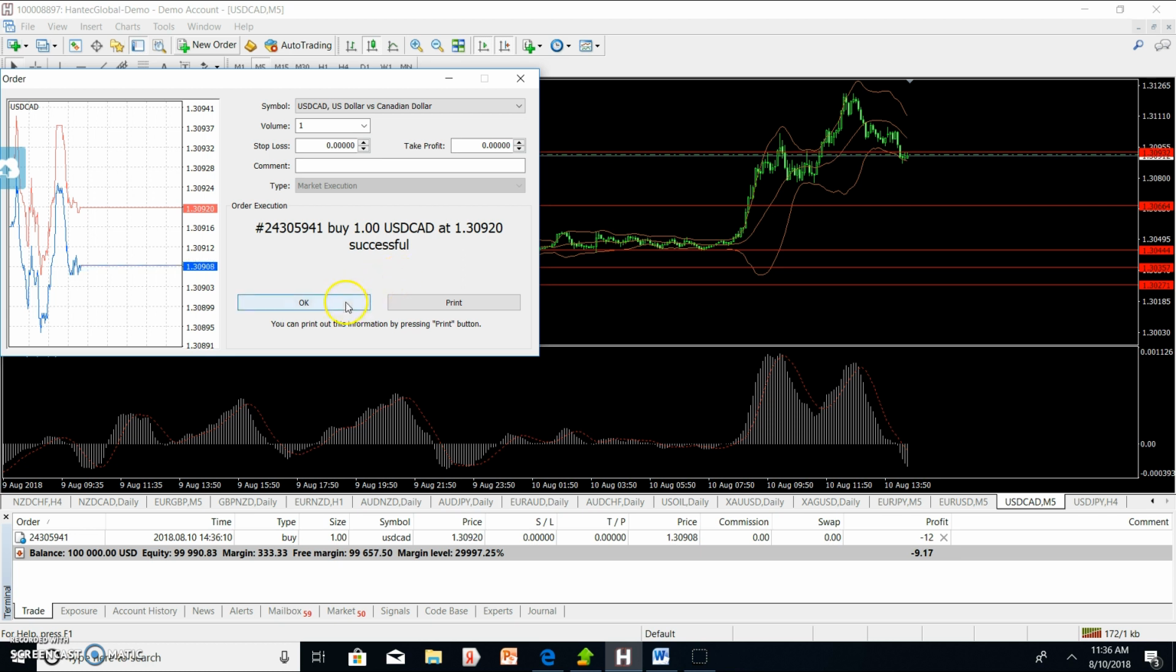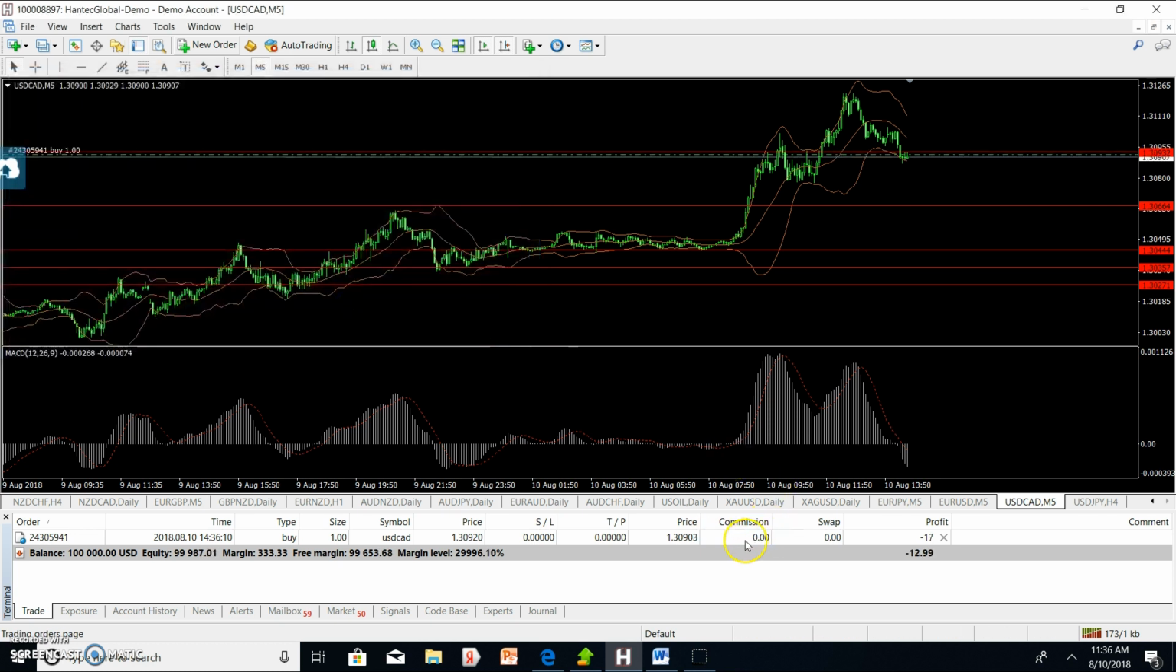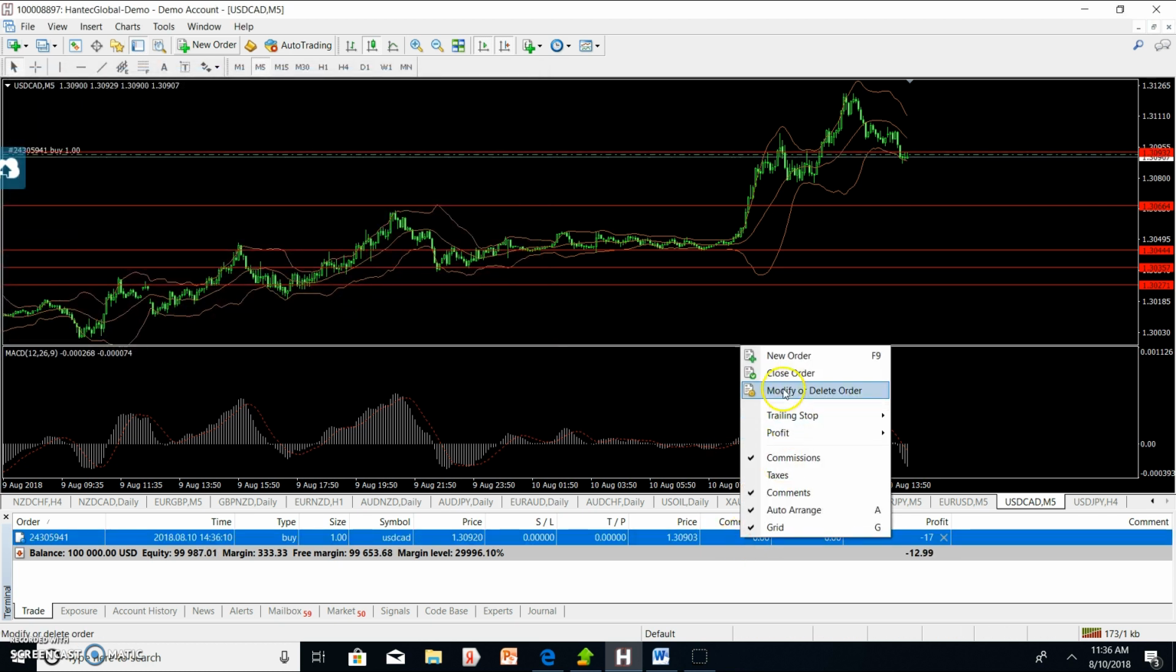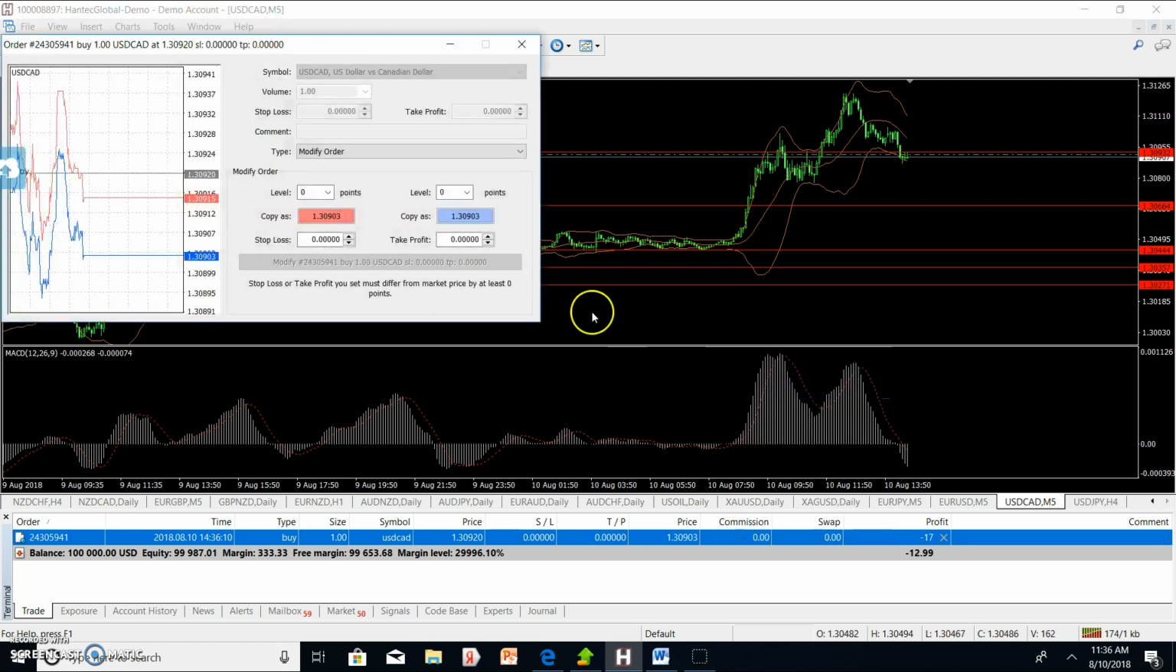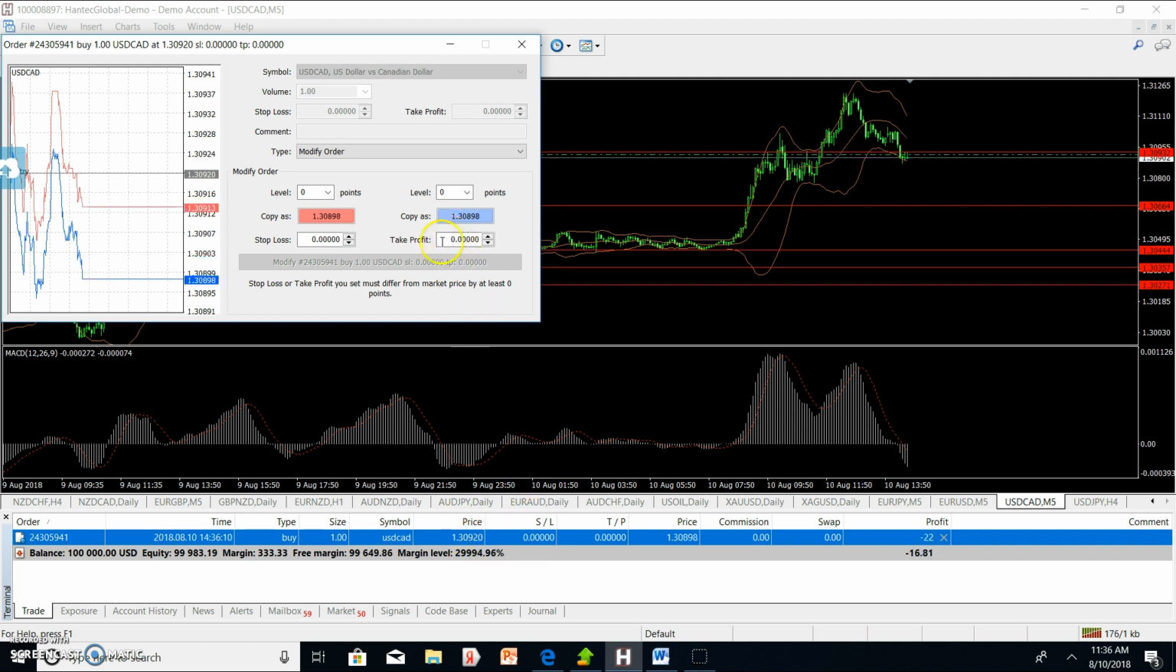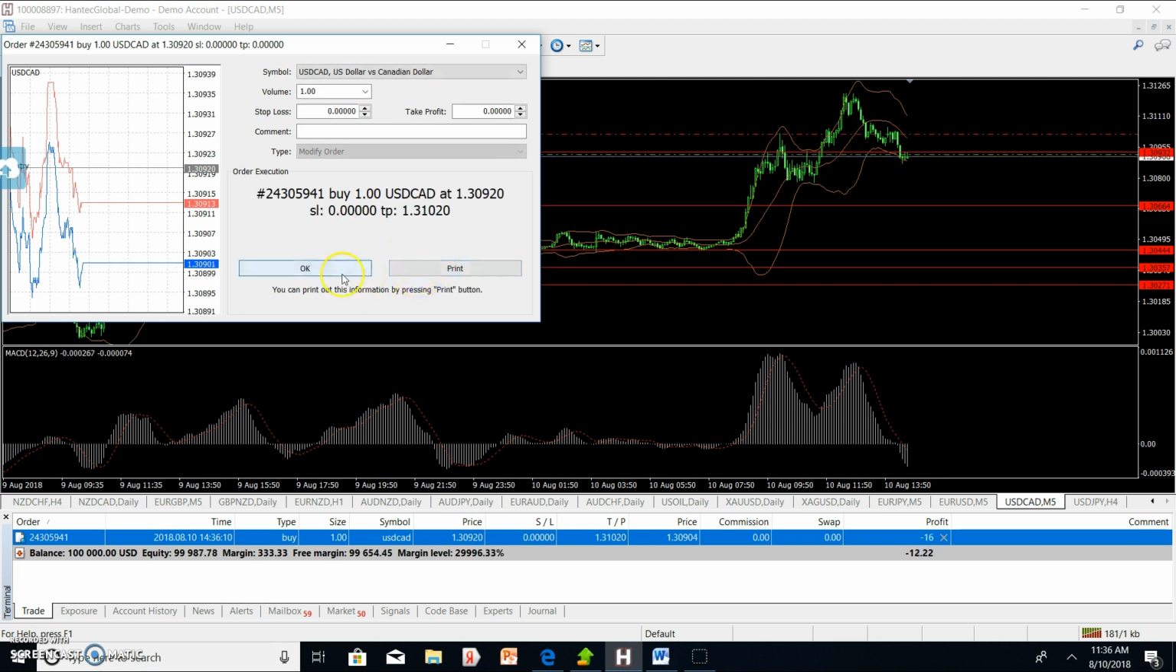And set a take profit of 10 pips. Please, when you are trading a scalping strategy, you do not need too much profit. My entry price is 1.3092. I set my take profit at 1.3102. Just 10 pips is all I am looking for.